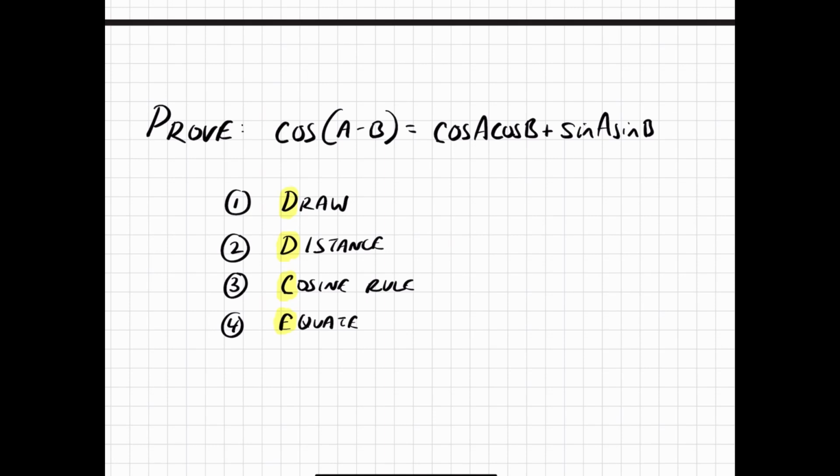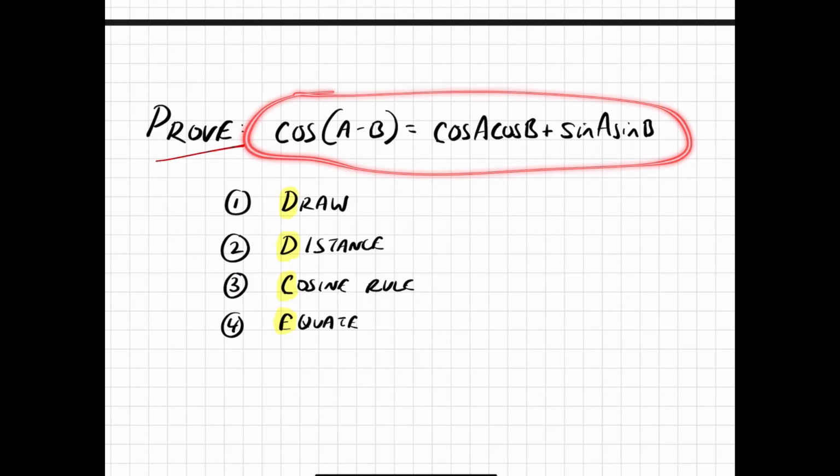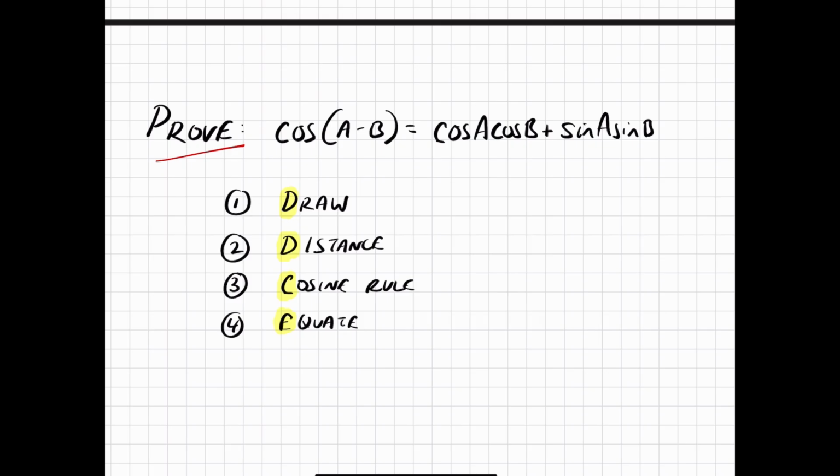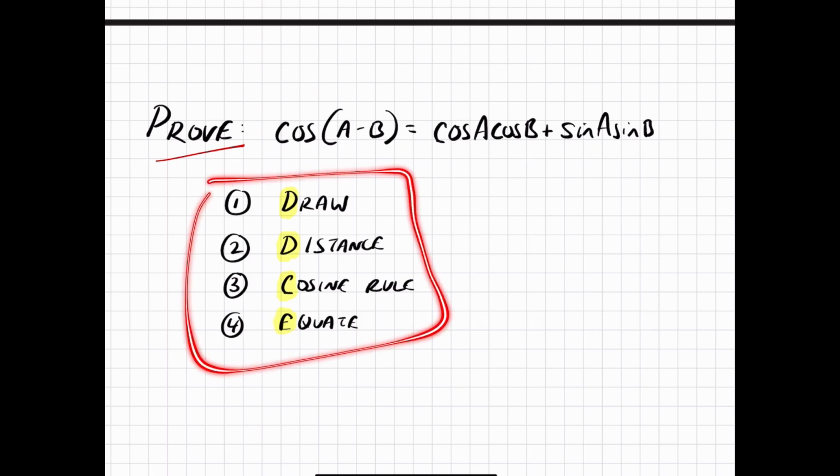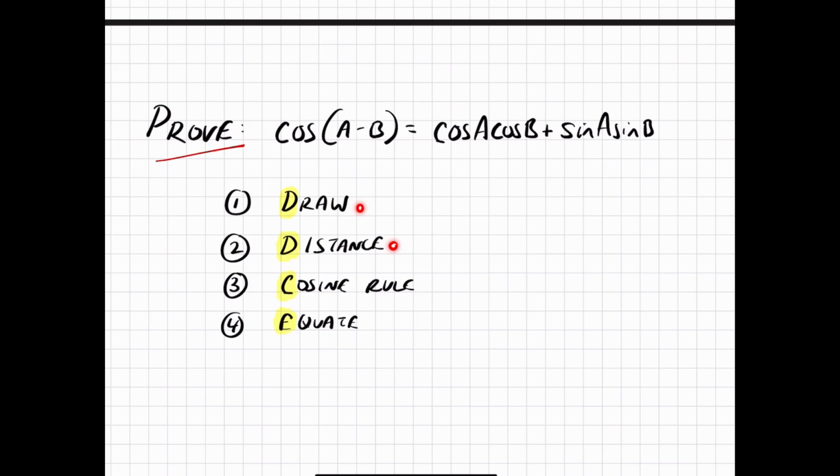Okay, so guys, we've been asked to prove that cosine A minus B equals cos A cos B plus sine A sine B. Now, before we get tucked into this, let's just look through the 4 steps to help remember it. You've got to draw, you've got to do the distance formula, the cosine rule, and then equate. That's all there is to this bad boy.